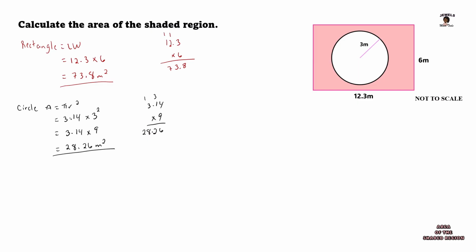So now our final step is going to be to calculate the area of our shaded region. And whenever you have to calculate the area of your shaded region, you're going to subtract by taking your outer shape. So your outer shape will subtract the inner shape, which will leave you with just the shaded region. So that's how we're going to find our shaded region. And my outer shape is equal to 73 and 8/10. My interior shape, which is my circle, is equal to 28 and 26 hundredths.